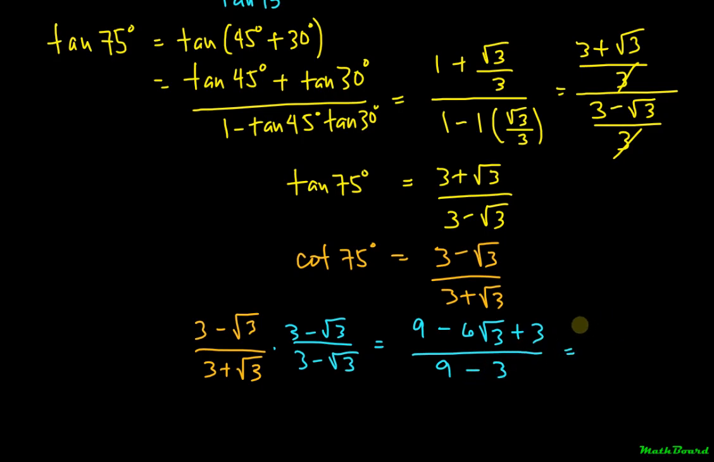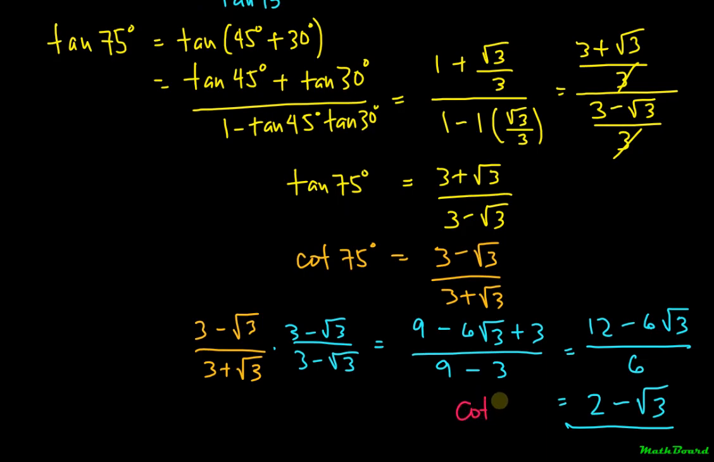Simplify. So 9 plus 3 is 12, minus 6 square root of 3. And that is 9 minus 3, that is 6. Divide all the terms by 6. 12 divided by 6, that is 2. Then 6 by 6 cancel, so minus square root of 3. So the value is 2 minus square root of 3. This is the value of cotangent 75 degrees.